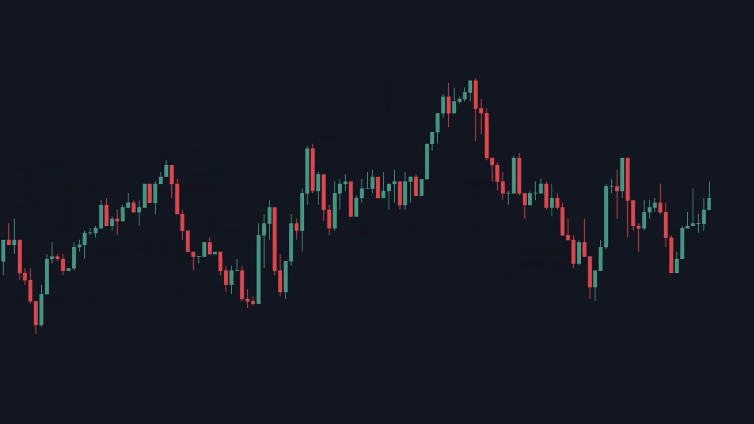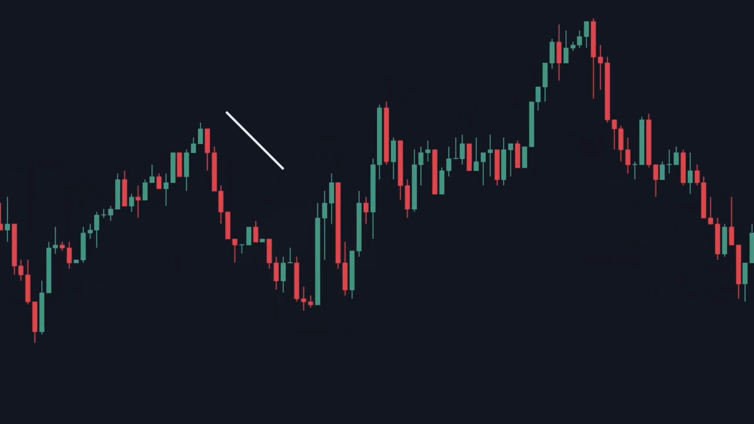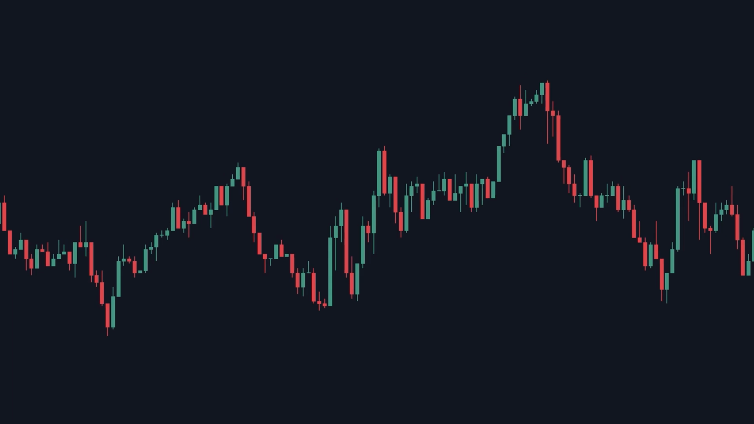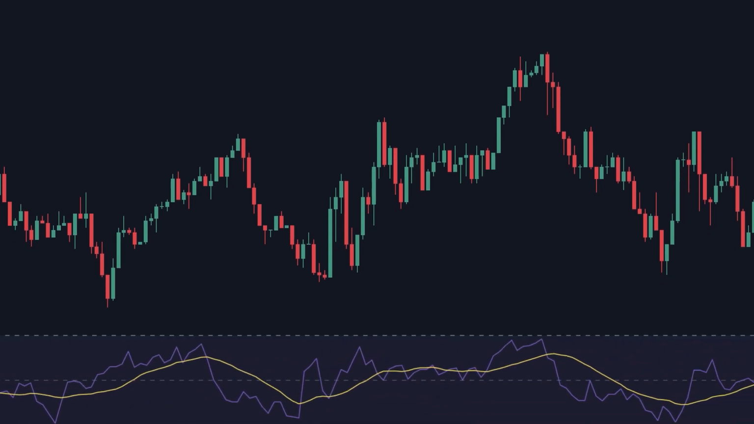Now, for a second example, imagine you notice shrinking candles forming during a downtrend. Each candle has a smaller body than the previous one, indicating that sellers are losing momentum. On their own, shrinking candles suggest the trend might be weakening, but they don't provide enough confirmation for a trade. Now let's add more context. While observing the shrinking candles, you notice an RSI divergence. As the price makes lower lows, the RSI forms higher lows, signaling that bearish momentum is weakening and a reversal could be on the horizon.